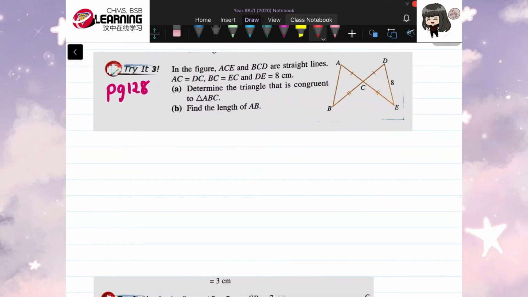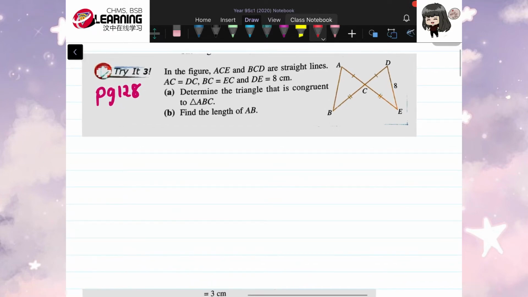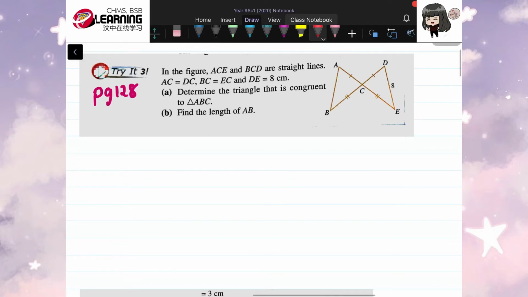Now let's go to try it 3. ACE and BCD are straight lines. AC equals DC, it's already in the diagram. BC equals EC is also in the diagram. And DE is 8. So you're given two corresponding sides that are equal, but they did not mention that this one is also 8. They did not mention that, so we cannot assume that it's the same.